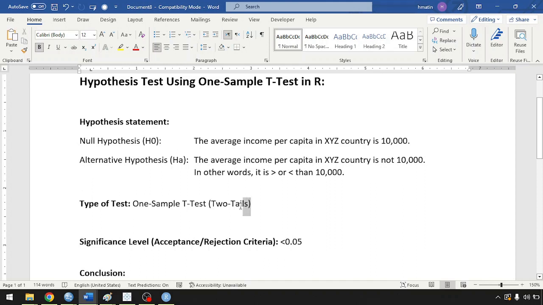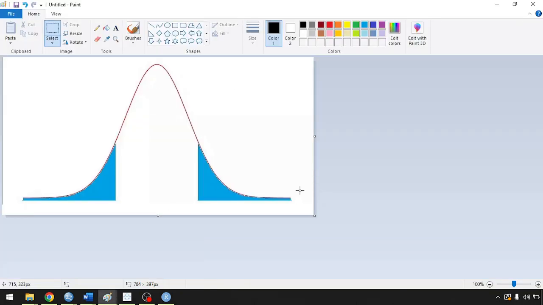It's going to be a two-tailed test because we do not pre-specify whether we're looking for above or below. We are looking at both of them. In other words, if you look at this distribution, if it's above the distribution or below the distribution, that's where they're going to exceed.